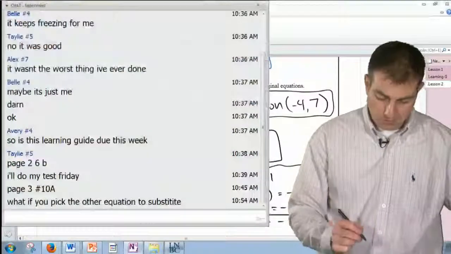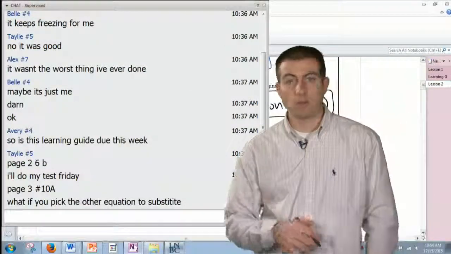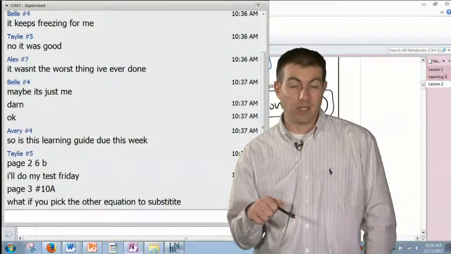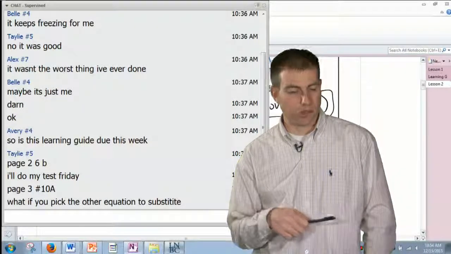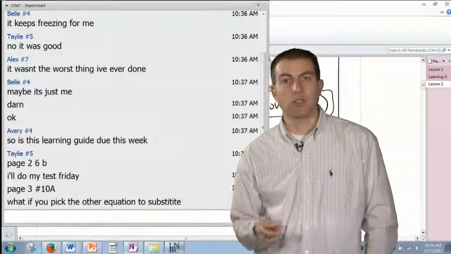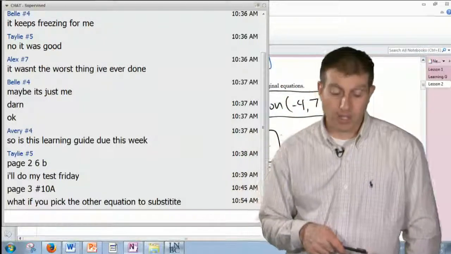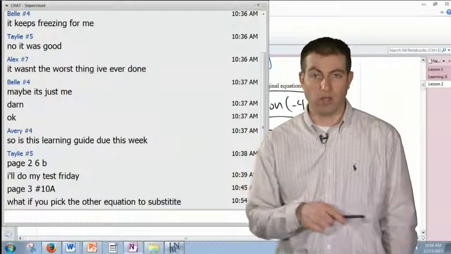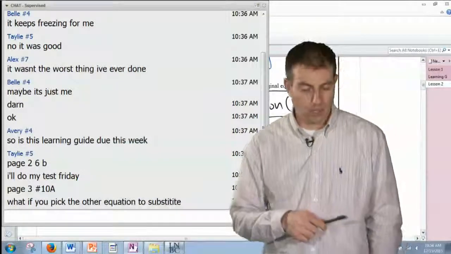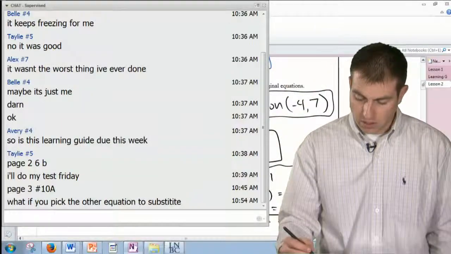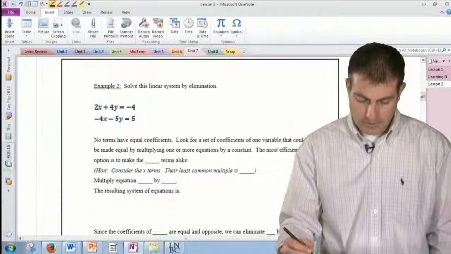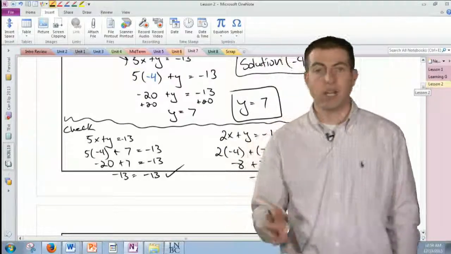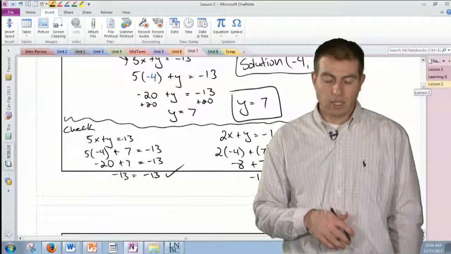That is my solution. What if you pick the other equation to substitute? That's fine. You're going to end up with the same thing, because the point you're picking actually needs to work for both equations. So it doesn't matter which one you choose. You would have ended up with y is equal to 7 had you substituted x as negative 4 into either one of the equations. So it didn't matter which one you picked. You can verify it for yourself. The check's just kind of a nice little thing you can do at the end just to make sure that everything went according to plan.